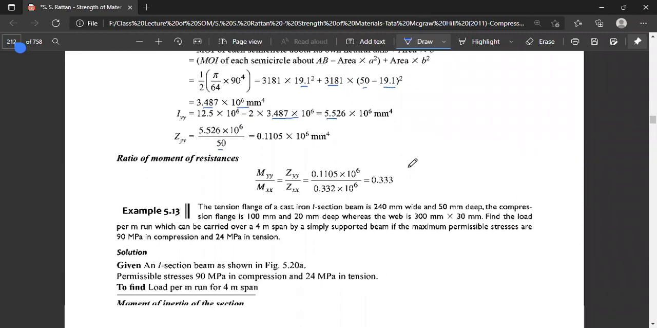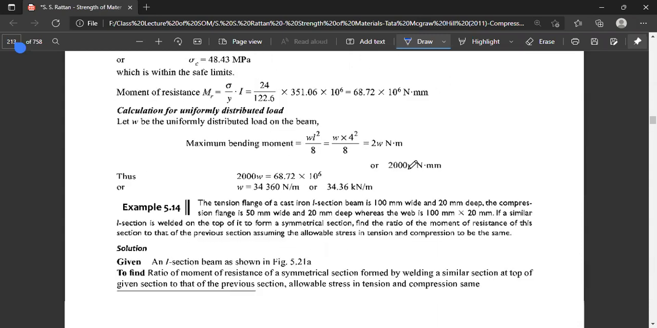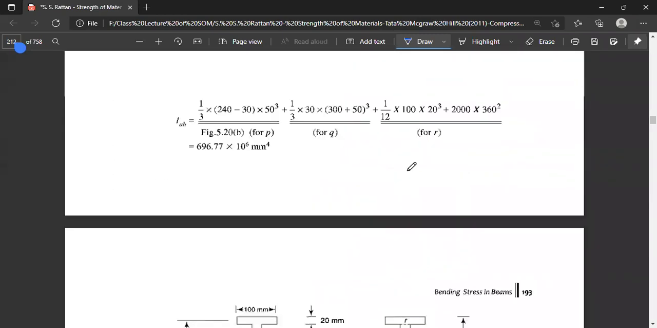Next problem 13. Let us hope that I can finish.